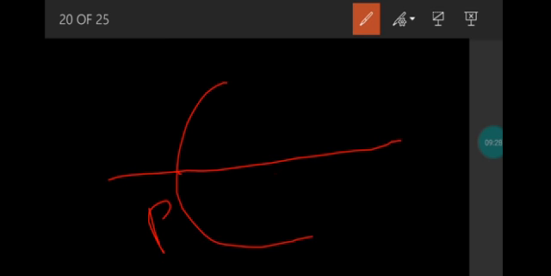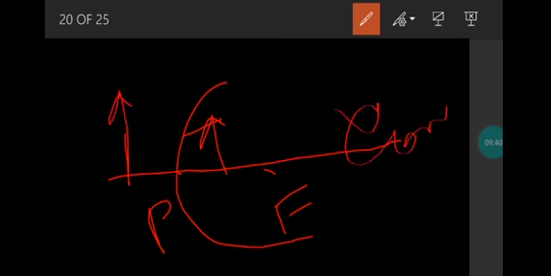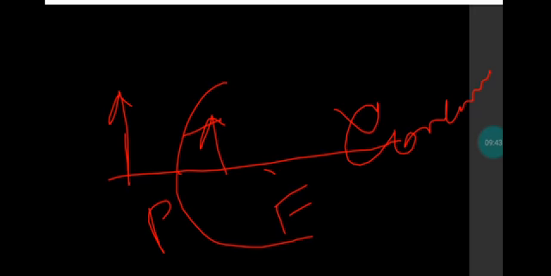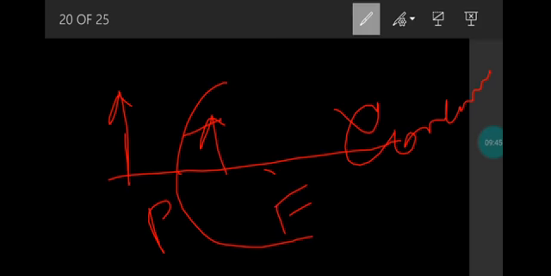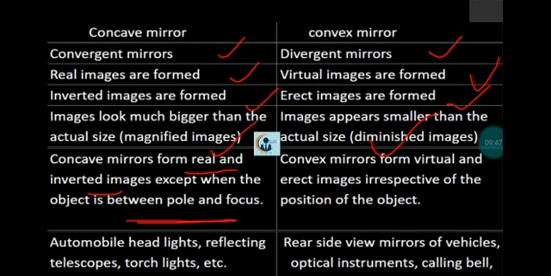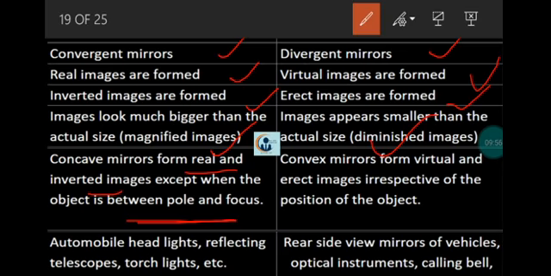like this, one second, this is an object, okay, this is pole, this is F. If you place the object here, you will be getting the image here, backside of the mirror. So except in this case of concave mirror, in all other cases you will be getting the inverted image and the real image only. Okay, here in all the cases of convex mirrors, the virtual image is formed and it will be erect only.